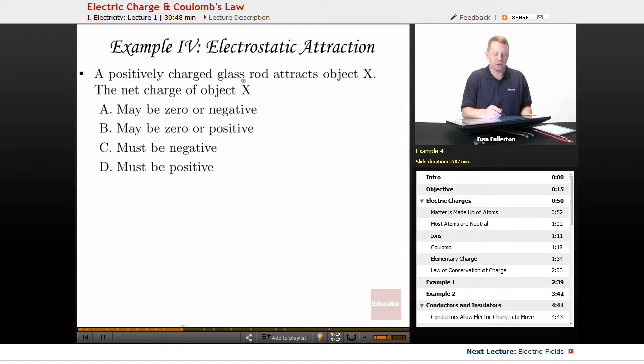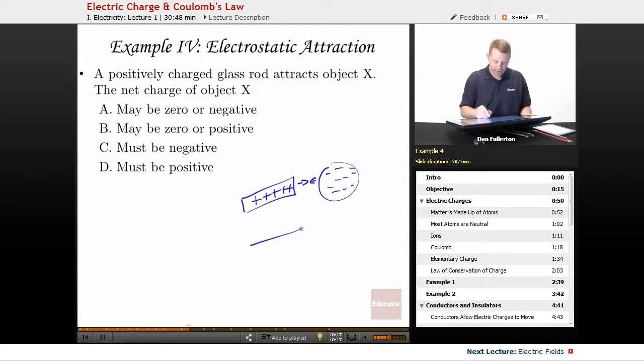A positively charged glass rod attracts object X. The net charge of object X may be, and our choices are A, it may be 0 or negative, B, it may be 0 or positive, C, it must be negative, or D, it must be positive. Well, let's think about that. If we take a positively charged glass rod and we bring it near some object X, well, if it's negatively charged, they'll definitely be attracted. Opposites attract, so that could be true.